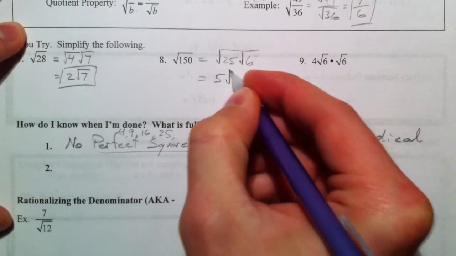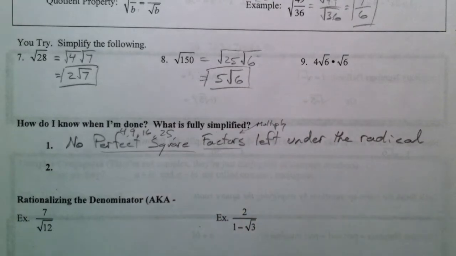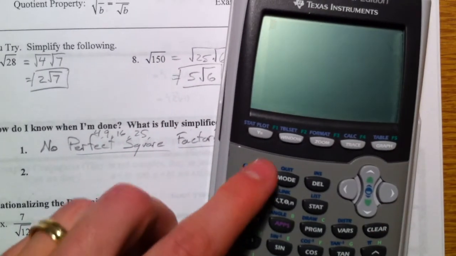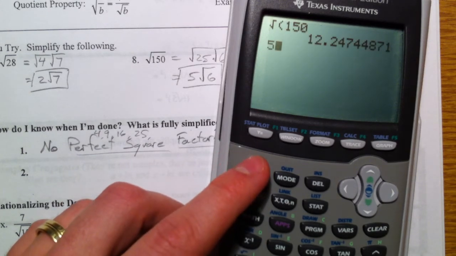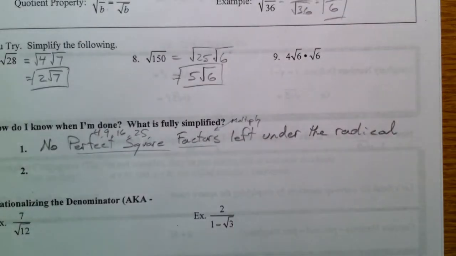And so the square root of 25 is 5, so 5 root 6. Again, if you have your calculator handy, it's nice to be able to say, well, the square root of 150 and 5 square root 6 are the same thing, just to know that you reduced it properly.